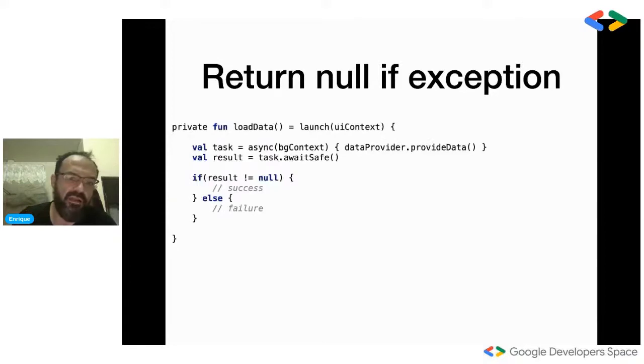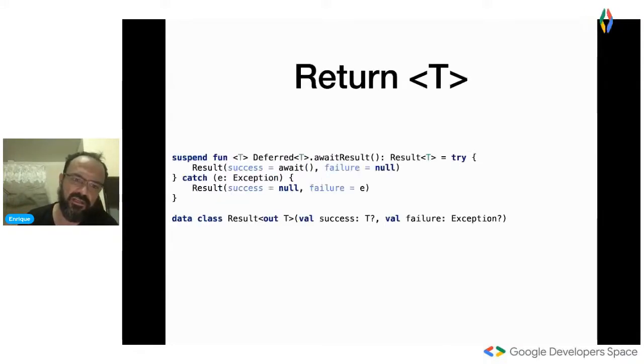So we will handle it like this. We will try to execute our coroutine and assign it to a result. If this is null, it has been a failure. Otherwise, it's a success and we can access it. We can return a generic.